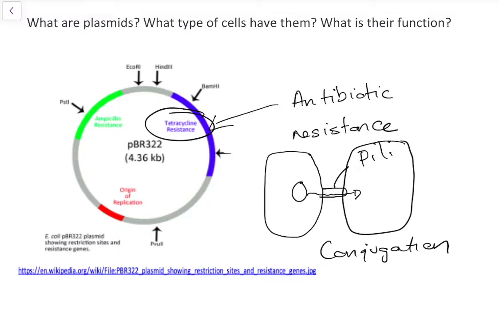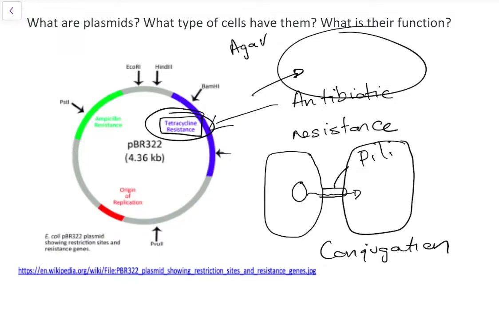So these plasmids, they can be used in biotechnology. If we want to check that a cell has got the plasmid that we want, we can put in antibiotic resistance, and then when you grow it on an agar plate, if I put tetracycline on this plate, the only bacteria which will grow on there will be the ones which have this gene. So it can be a way of selecting.